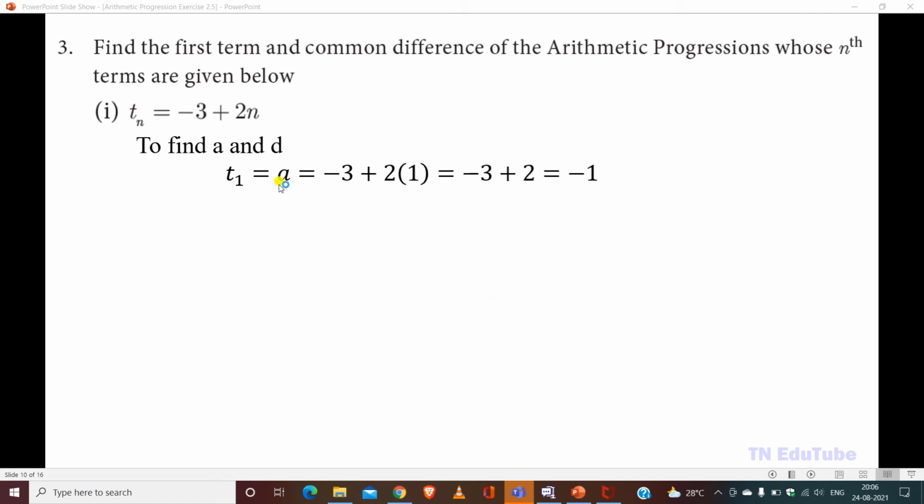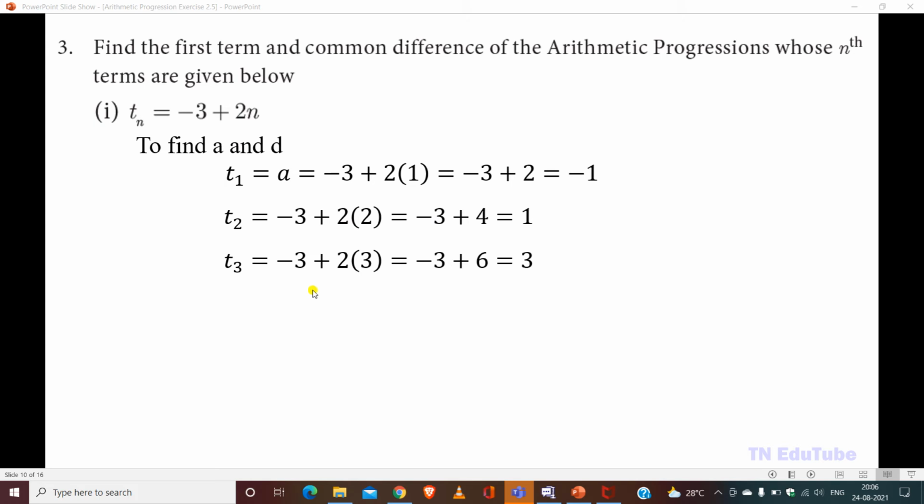So the first term is minus 1. Then T2, when you are substituting n equal to 2, you get minus 3 plus 2 into 2. 2 twos are 4. So minus 3 plus 4, you get 1. Then T3, minus 3 plus 2 into 3. 2 threes are 6. Minus 3 plus 6. So subtract and put the sign of the greater number. So you get plus 3.